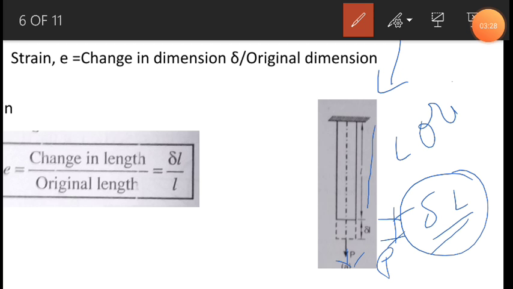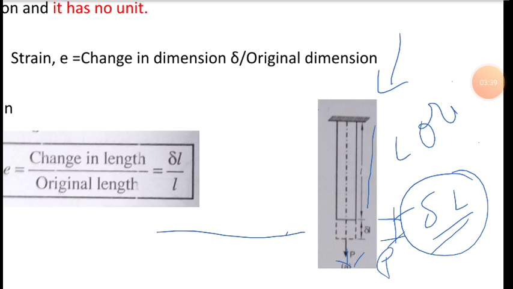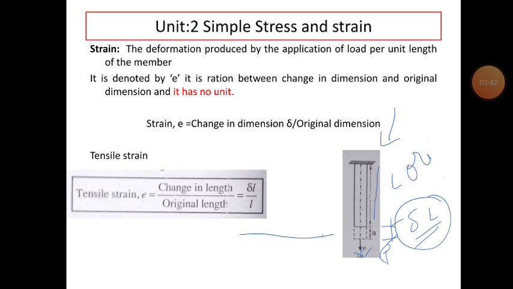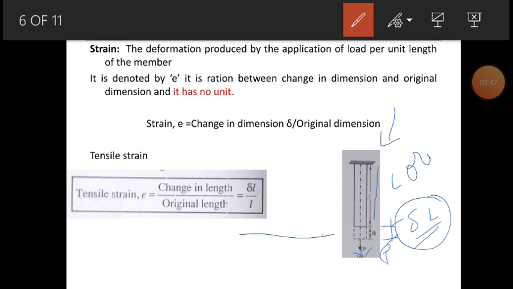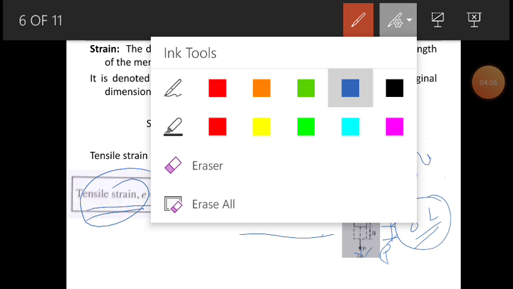is called tensile strain, because there is an increase in deformation. It is pulling the object downwards, so it is tensile.